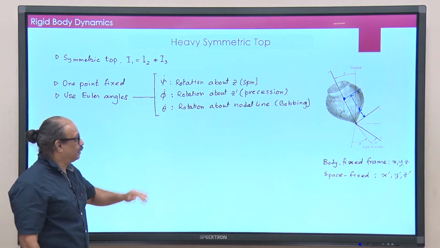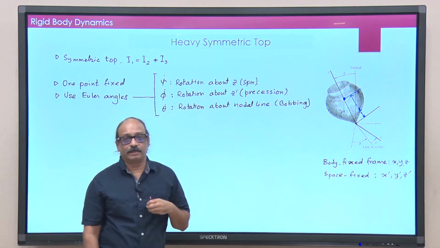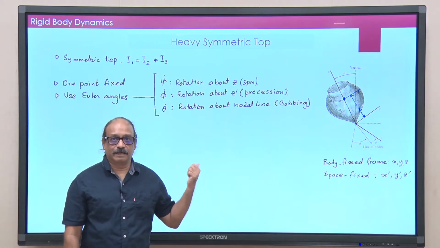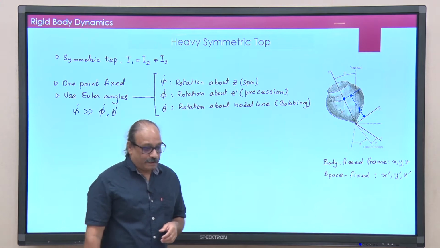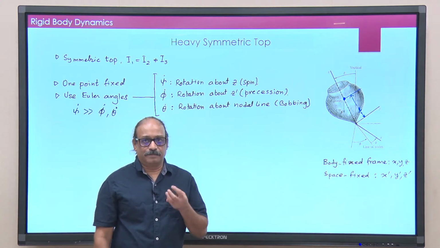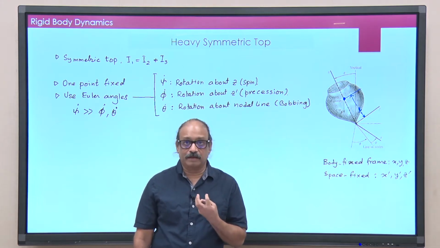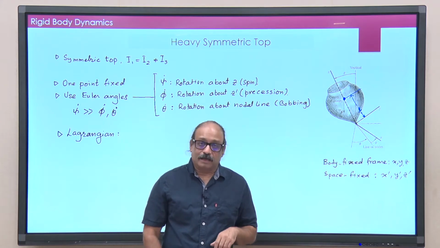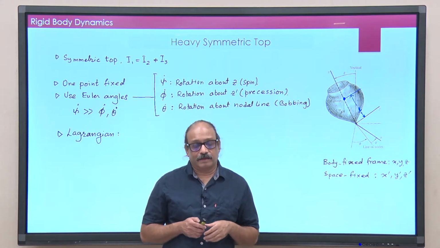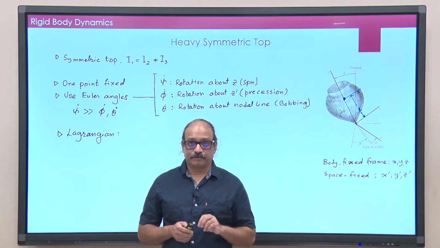So, these are the three motions corresponding to 3 degrees of freedom, which are basically represented here using Euler angles. Okay. Now, we will also assume that the spin is large, because you need enough spin for the torque to actually work. The Lagrangian of the system you can very quickly write.